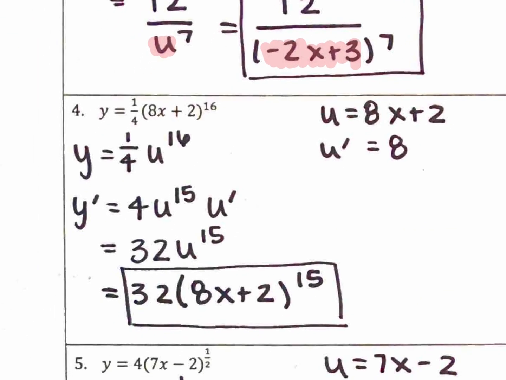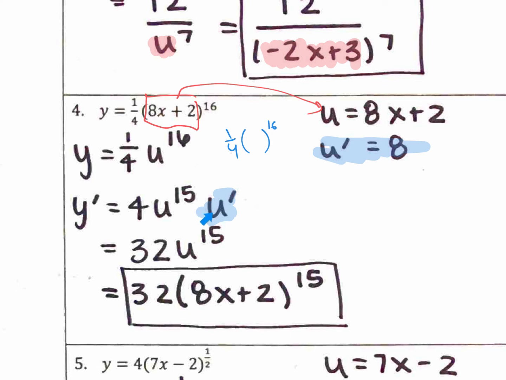Number 4, identify your inside function, find the variable. As soon as you know that inside function, you can get its derivative very quickly. Then our outside function is 1/4 times something to the 16th. So to get the derivative, multiply the 16 to the 1/4, which is 4, decrease the exponent by 1, and then multiply by the derivative of whatever stuff was inside, that's multiplying by 8.